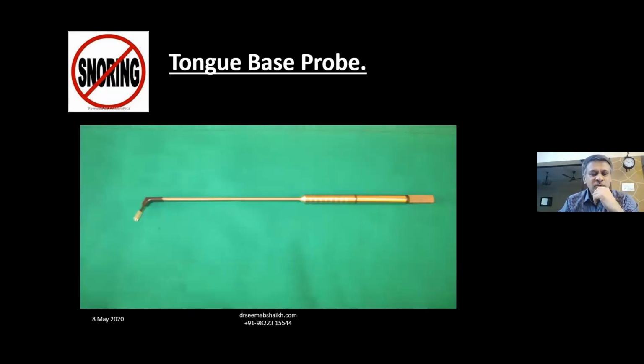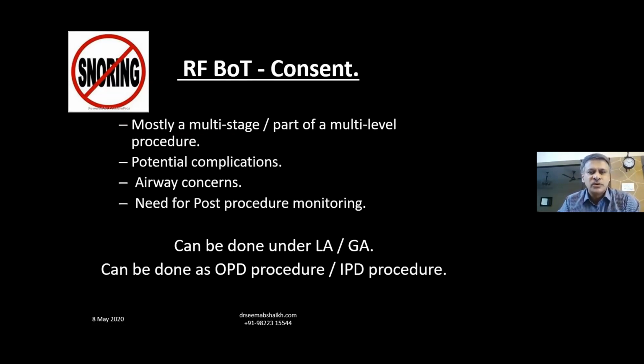Now, if I have to talk about the RF of the tongue base, the probe is slightly different. The probe is more angulated, with a more obtuse angle. It is thicker because the tongue base needs much more thickness and much more pressure to insert it into the tongue base. And the rest of it remains the same. Machines depend on which one you want to use.